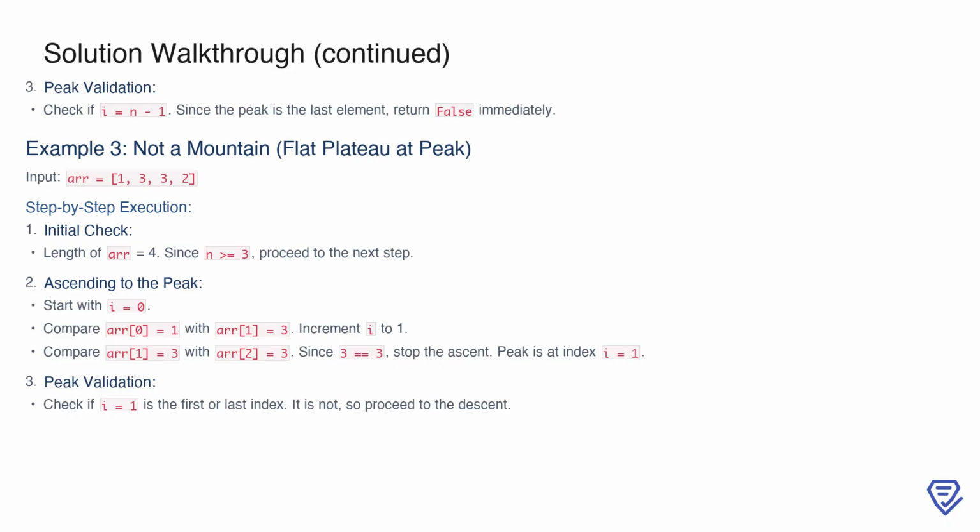Now, we validate the peak for example 2. Here, we check if i equals n-1. Since the peak is the last element of the array, it fails the mountain property.